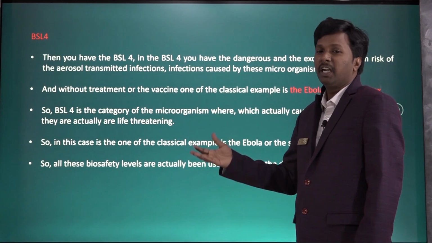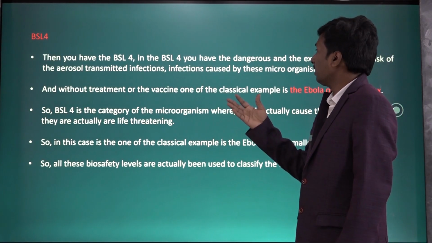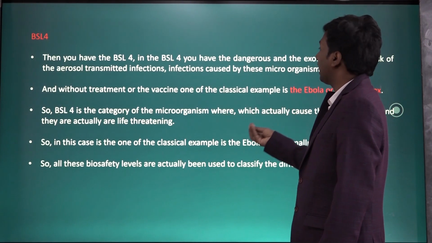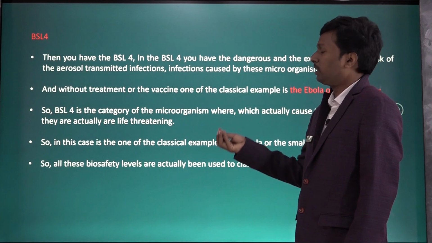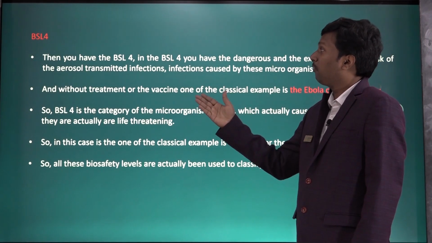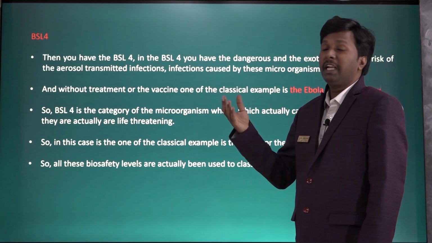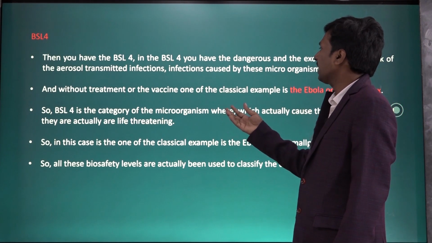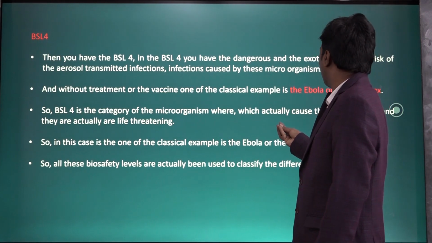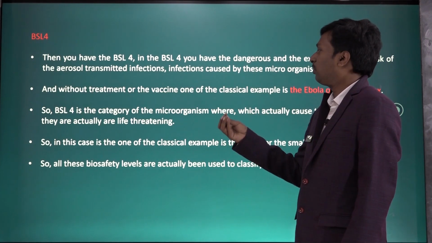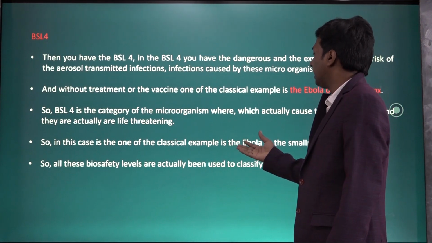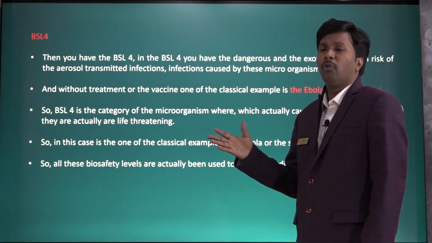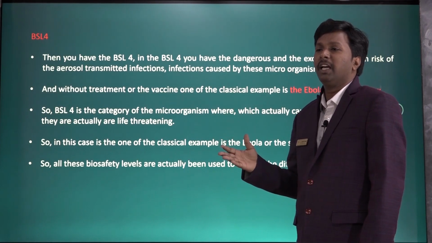If you are infected with a BSL-4 organism, these cause very dangerous diseases, and these exotic organisms pose a high risk of aerosol transmitted infections. Whenever we are handling BSL-4 organisms, we may get infected through aerosol transmission. BSL-4 is the category of microorganism that causes fatal disease and is life threatening. As I said, the classical example is Ebola. So BSL-3 and 4 are serious disease-causing organisms.